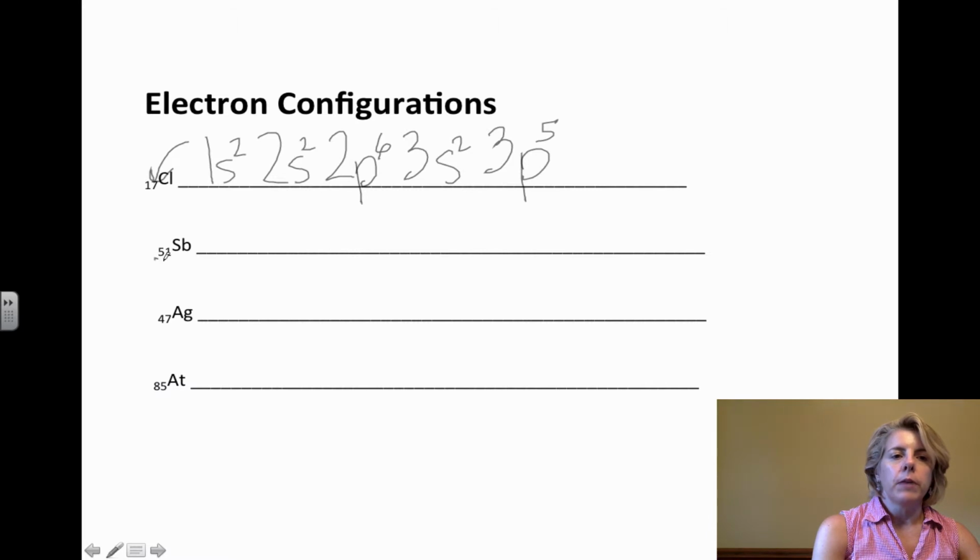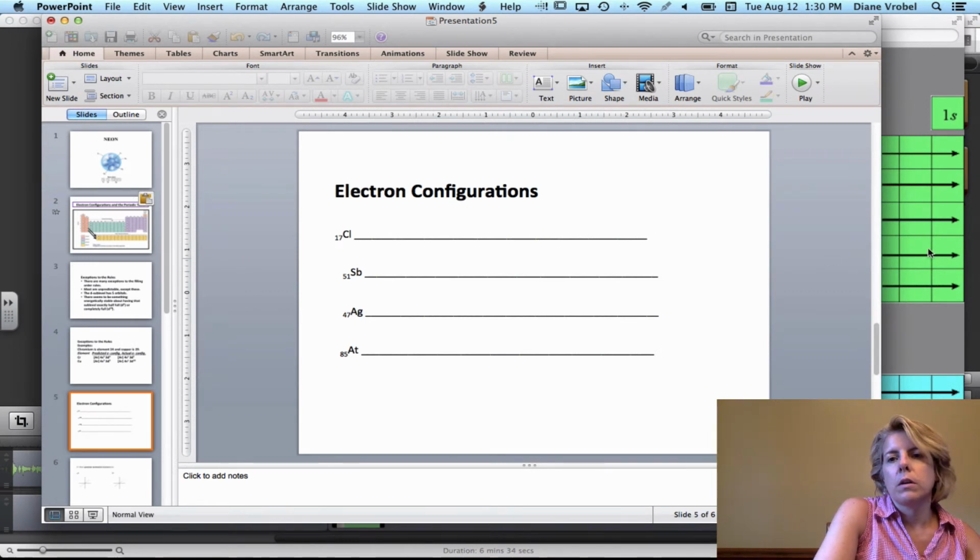Okay, so now I want to do antimony, 51. All right, 51. That's a lot, and I'm going to show you a shortcut. This is called noble gas notation. So once again, I'm going to go to my handy dandy periodic table here.